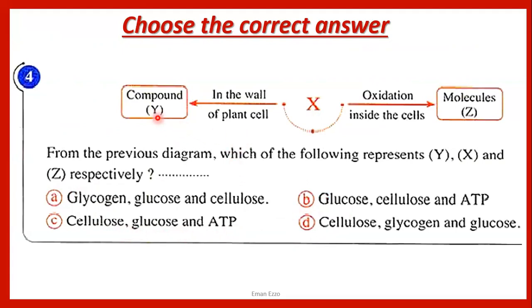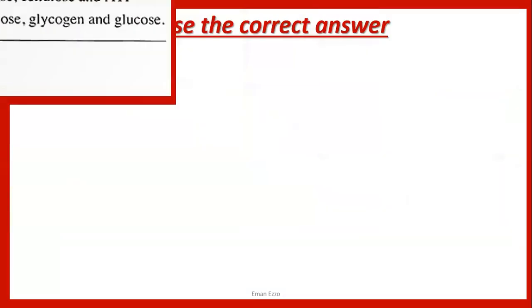طيب هو هنا بيقول لي Y enter in the structure، جايب لي Y هي اللي في الأول وبعدين X وبعد كده Z. Y هنا هتبقى السيلولوز دي اللي enter in the structure of the cell wall. X هتبقى جلوكوز عشان هي اللي بيحصل لها oxidation inside the cell وبعدين بتطلع لي ATP. يبقى هنا سيلولوز جلوكوز and ATP. يبقى هنا التشويس بتاعنا هيبقى number C. The next question.